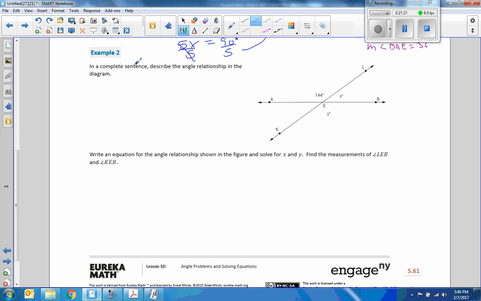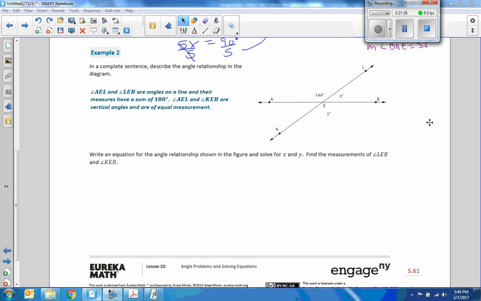Example 2. In a complete sentence, describe the angle relationship in this diagram. Okay. So we have angle AEL, and we have angle LEB right here. They are angles on a line. See that straight line? AEB is a straight line, and their measures have a sum of 180.